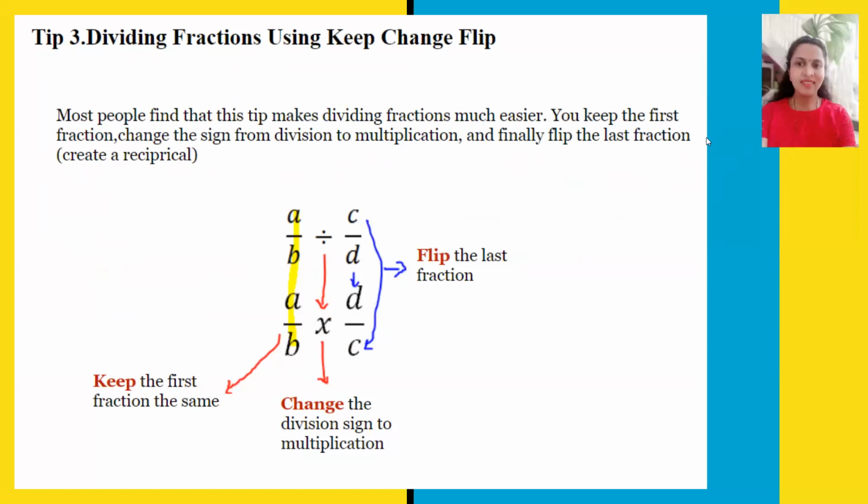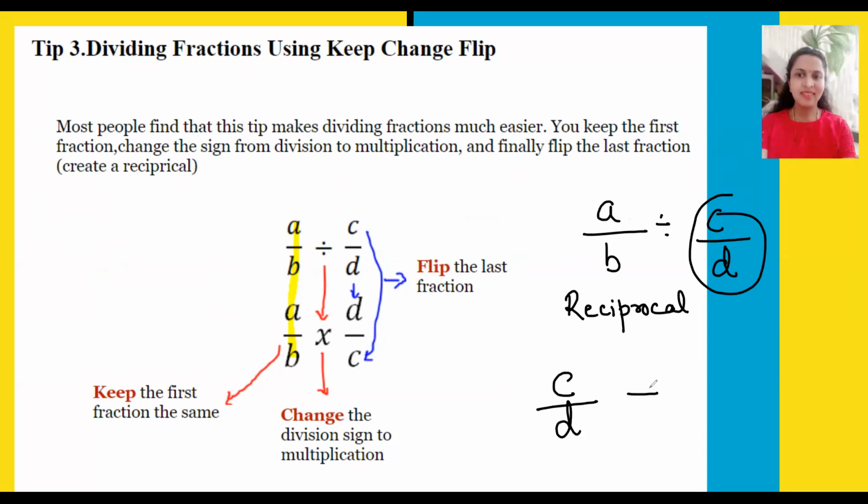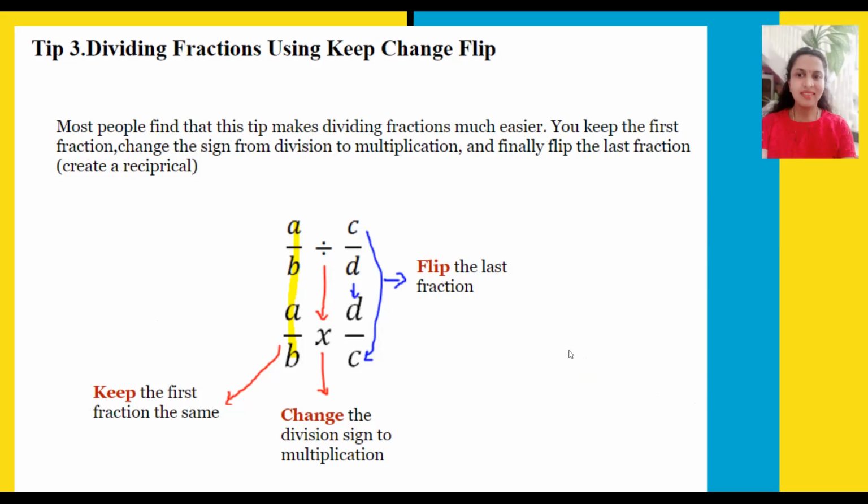Yeah, dividing the fractions, how do we do it? Suppose a by b divided by c by d. Here the concept of reciprocal arises. Whenever we have c by d, the reciprocal is d by c. So this becomes a by b times d by c. Whenever division is converted into multiplication, we find the reciprocal of the second number and just multiply. That is very easy for children to understand if you teach this way.